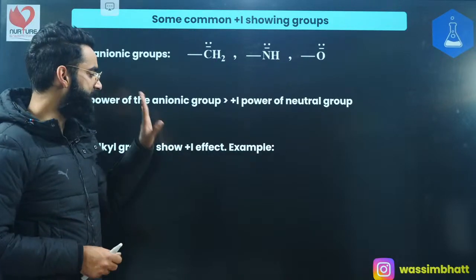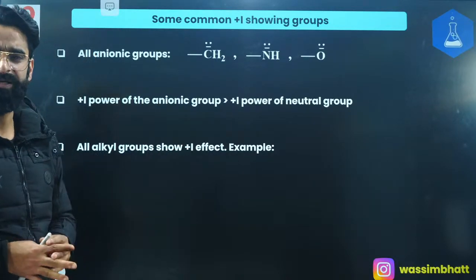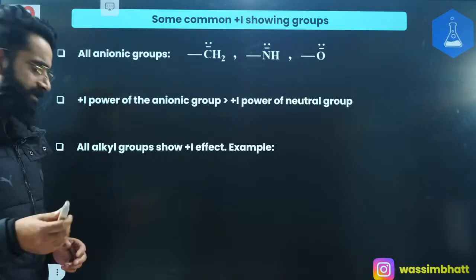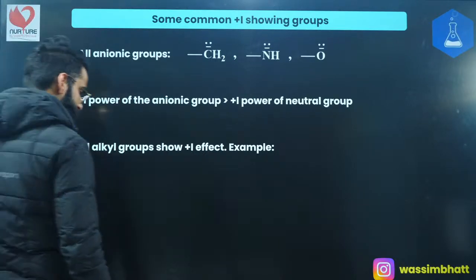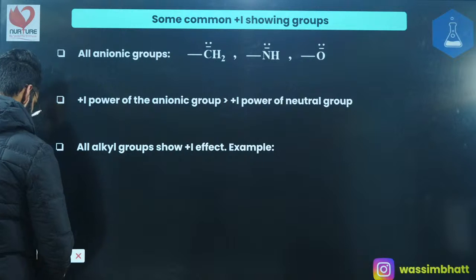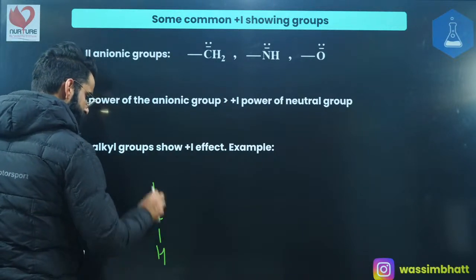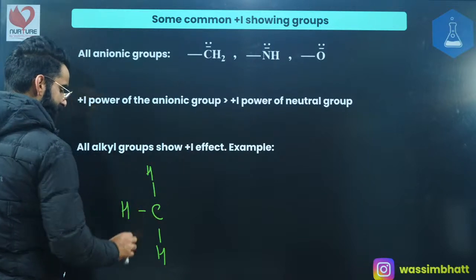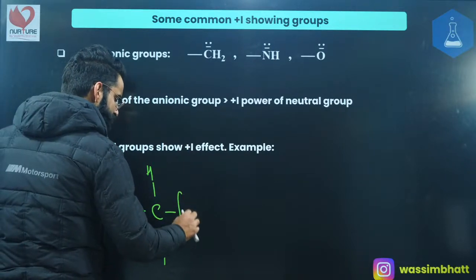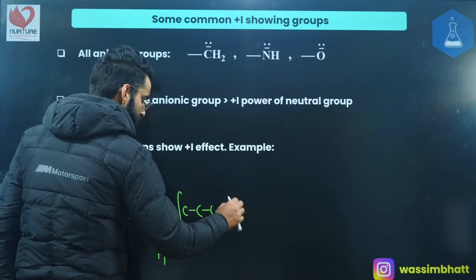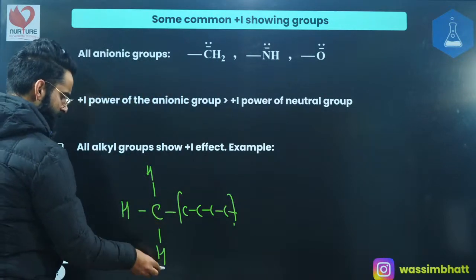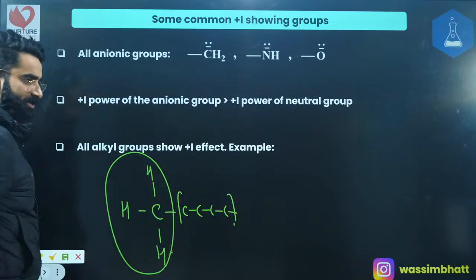All alkyl groups show plus I effect, right? For example, let me make you understand. Let's say this is the alkyl group. This is hydrogen, this is hydrogen, this is hydrogen. This is the alkyl group and it is attached with the carbon chain, for example. Let's say this is the carbon chain which I'm talking about, okay? This alkyl group is attached with the carbon chain, right?